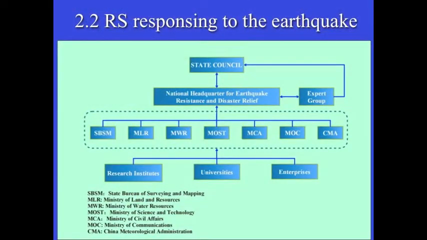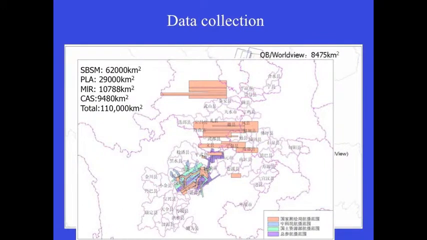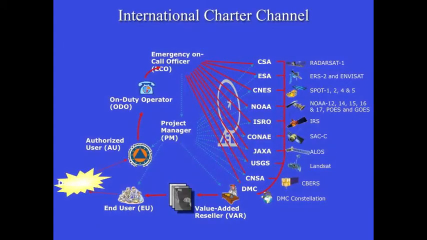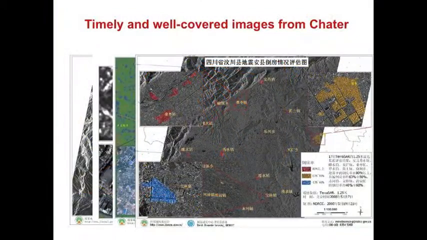And now, how to respond. The national government just makes a phone call to all the China agencies and also international agencies. Then we can very quickly get the satellite data and also airborne data. Airborne is from China's authority, yes. And this is all the data from the satellites, called the International Charter channel. So we can get the data within 24 hours.